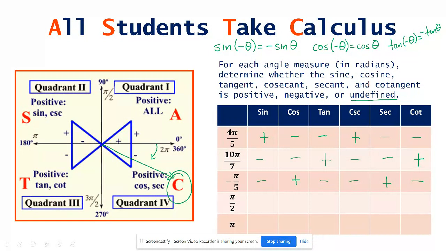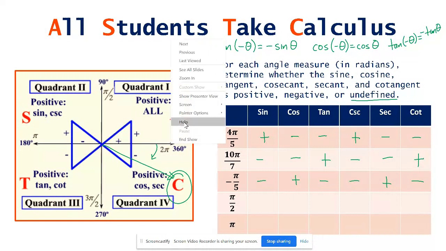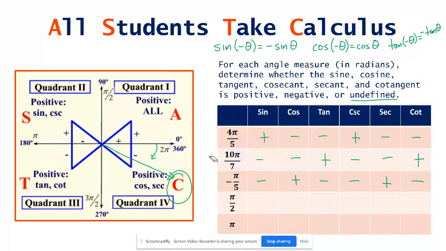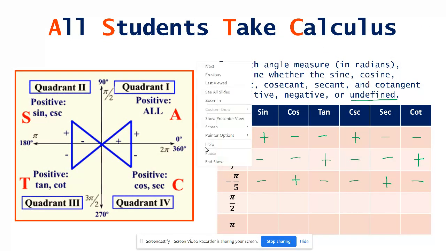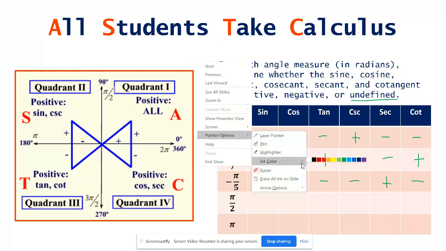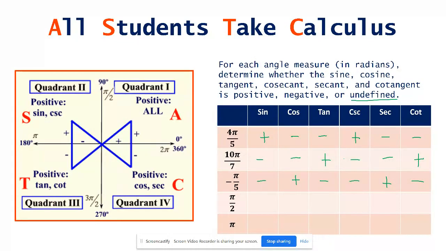All right, finally, we've got two special cases. We have pi over 2, and we have plain old pi. And you'll notice pi over 2 and pi are on the axes. They are not going to put you in a quadrant. So let me get my pen back here. So let's look at pi over 2. Pi over 2 is a 90-degree angle. It puts you right here at the top of the graph.